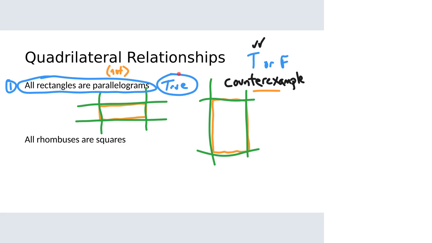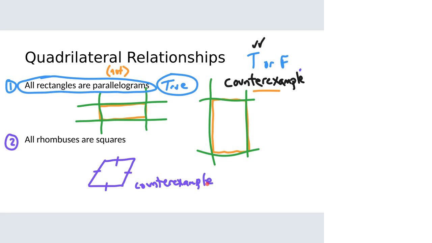Now we'll look at the one at the bottom down here. All rhombuses are squares. My approach to this true or false question is to see if I can find a counterexample. Could I draw a rhombus that's not a square? Is how I'm going to try this. Well, I could draw a rhombus that looks like just sort of your standard rhombus. All 4 sides are the same length, so that's a rhombus. That's not a square. A square has to have 90-degree angles. So right here, this is my counterexample.